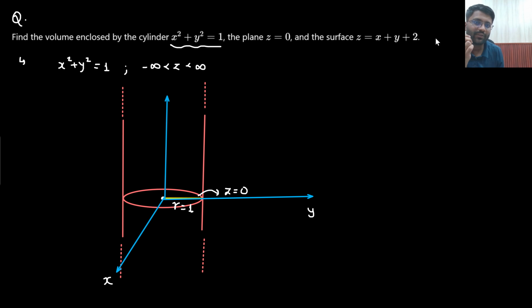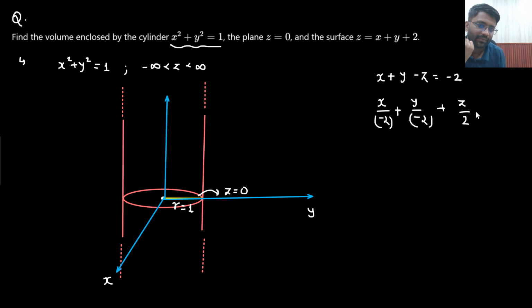How the structure of z equals x plus y plus 2 would look like, that I don't know, although I do know it. How do I know it? x plus y minus z equals minus 2. Then take this minus 2 downward. So x by minus 2 plus y by minus 2 plus z by 2 equals 1. So I know how the plane would look like.